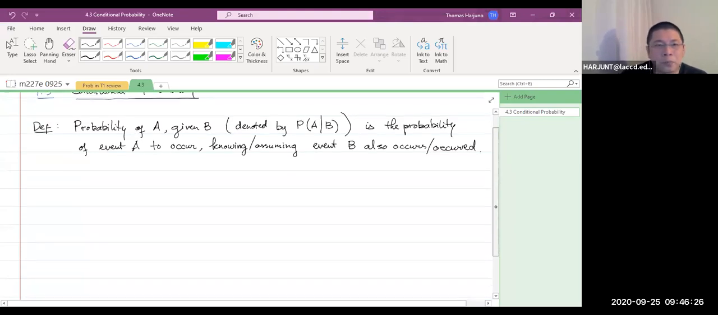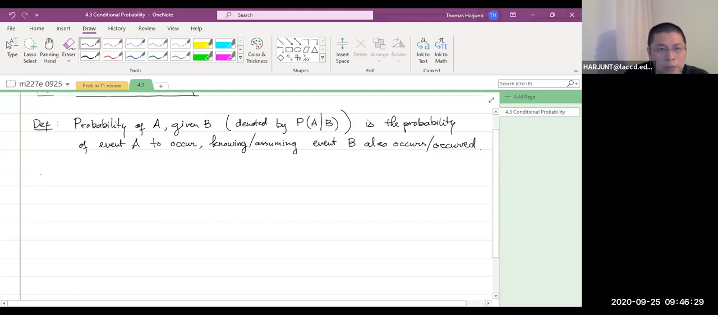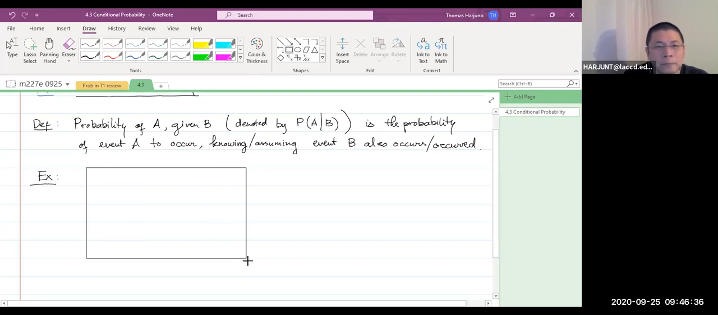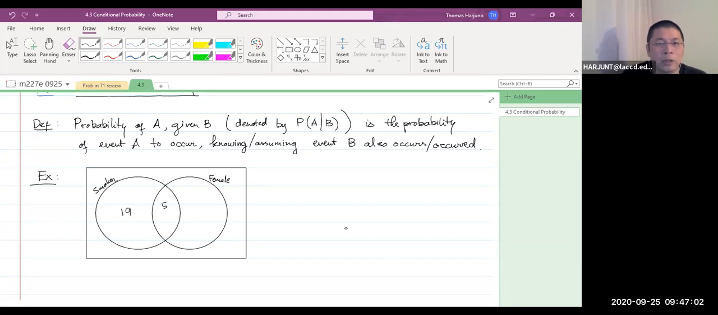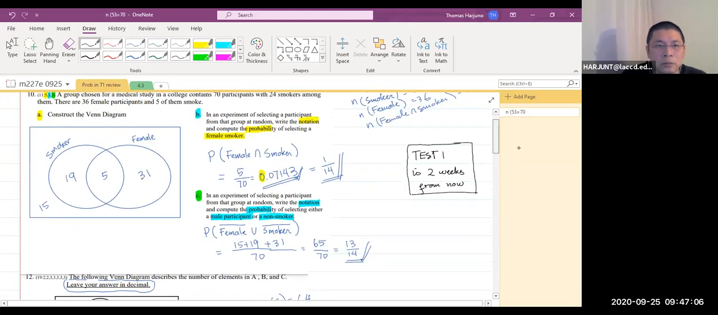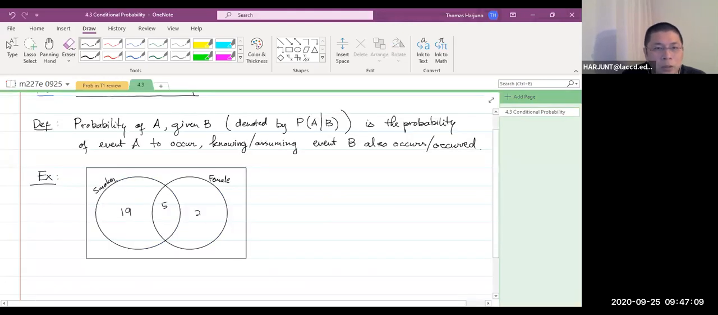Okay, so to help us visualize this, let's say I have a Venn diagram. I really want to copy paste the one we had earlier. Smoker and female. 5 here, 24 smokers, and then how many female? 15 here. I just needed to grab an example.